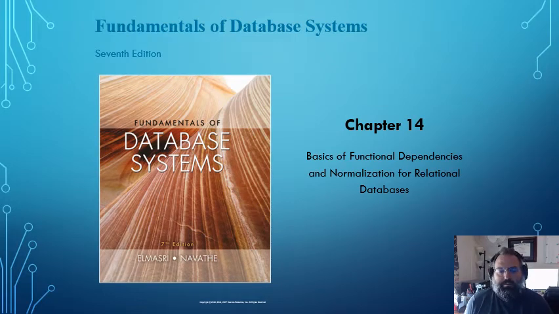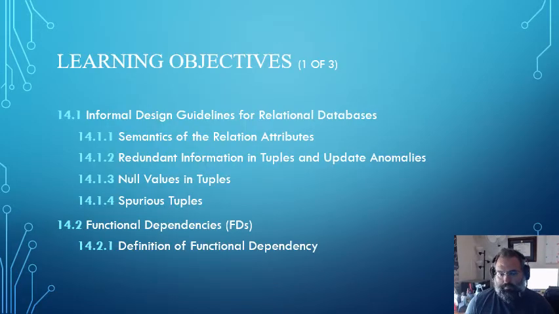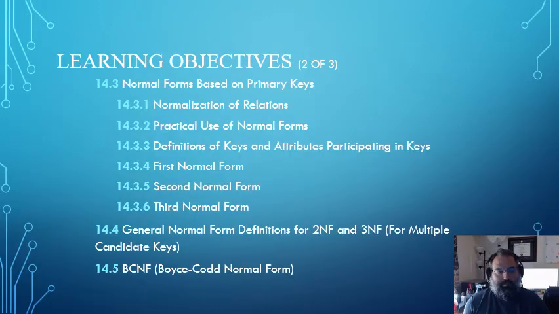Chapter 14 is about the basics of functional dependencies and normalization of relational databases. The learning objectives are section 14.1, which deals with informal design guidelines for relational databases, section 14.2, which deals with functional dependencies, and 14.3, which deals with normal forms based on primary keys.